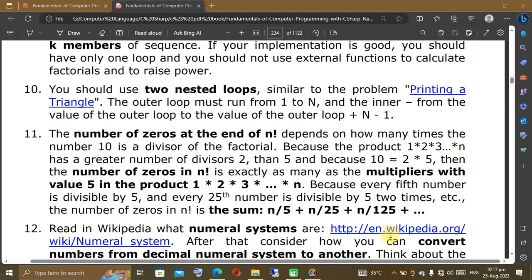The number of zeros in n factorial is the sum n over 5 plus n over 25 plus n over 125 plus so on. Read more in Wikipedia.